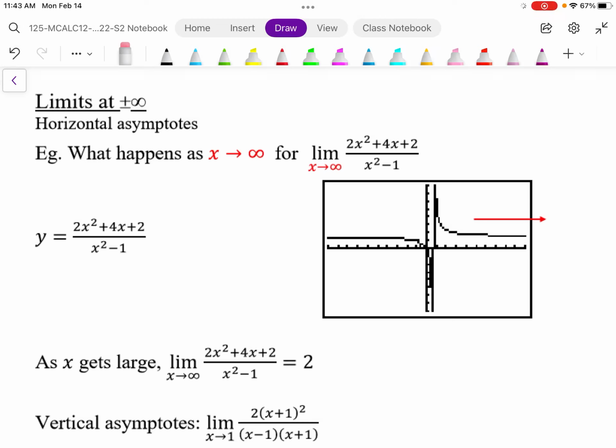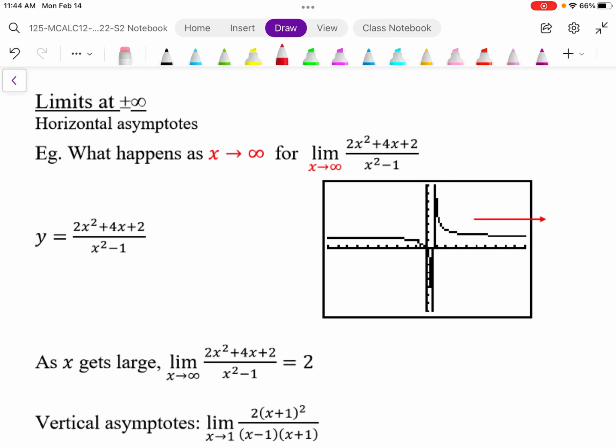We can use limits to deal with things that we've already dealt with before, but now we're just going to formalize them using limits. So horizontal asymptotes are something that we've done before. And what we're looking at is a rational function, where we let x go to infinity, and we're going to end up with a y value going to positive 2.